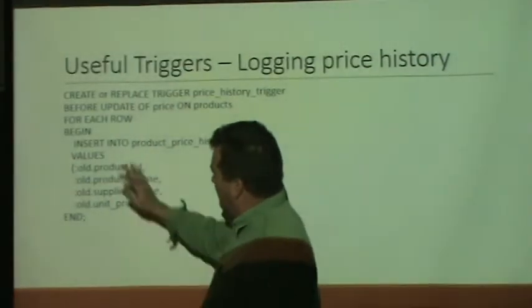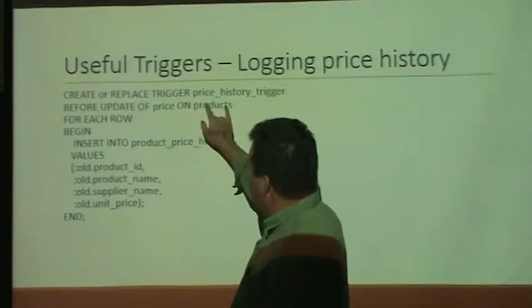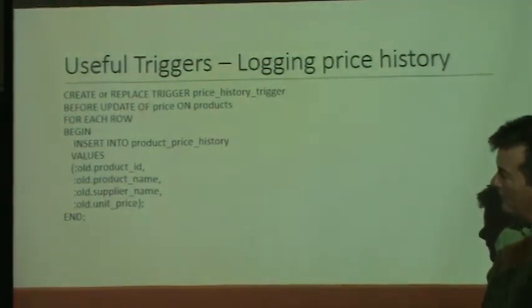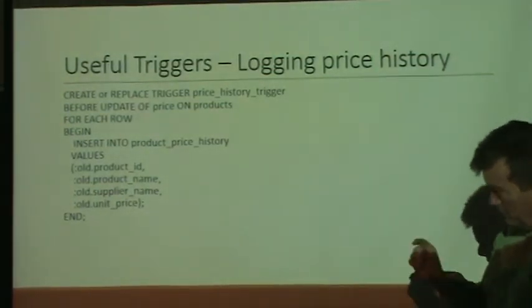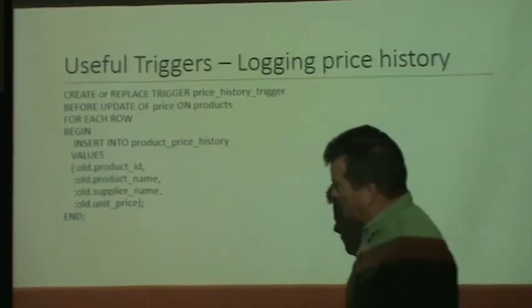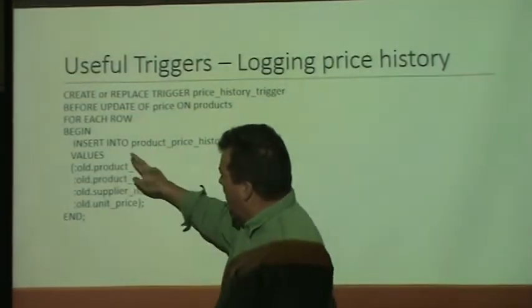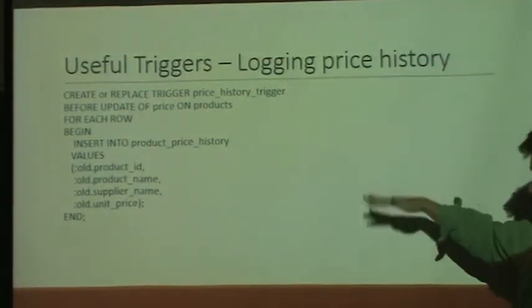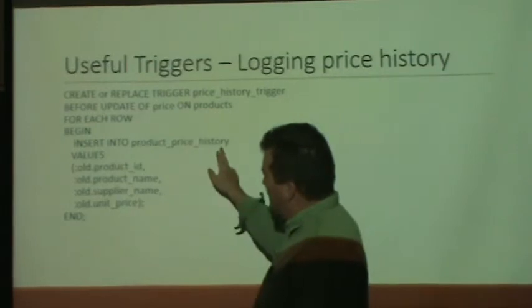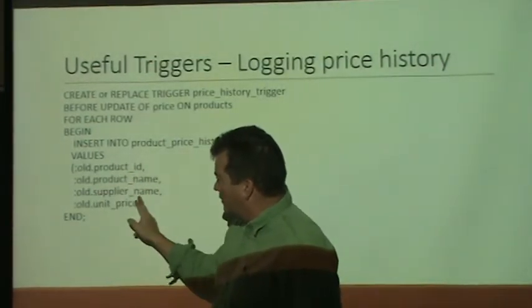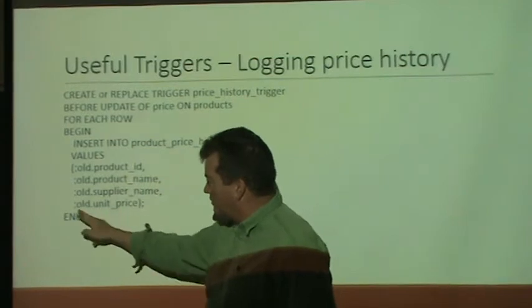You could say create or replace trigger price history trigger. So before an update on the price on a product, before somebody changes the price of a product, for each row, so it's a row level trigger, I want to insert into, let's say I have another table called product history, the values of the old product ID, the old product name, the old product supplier, and what is the unit price.